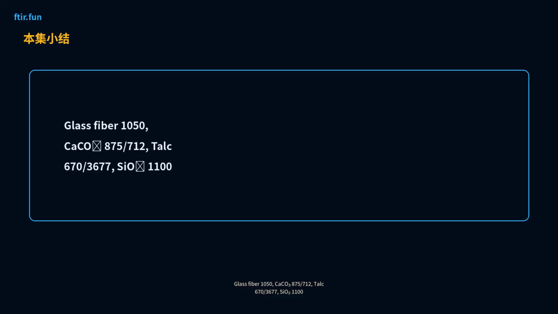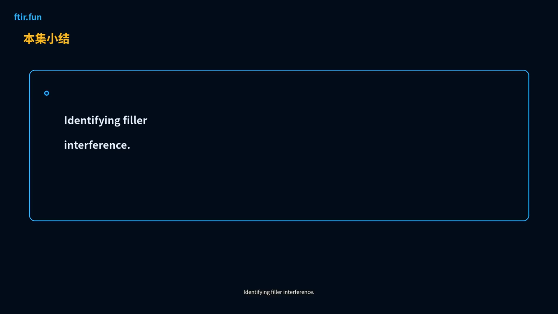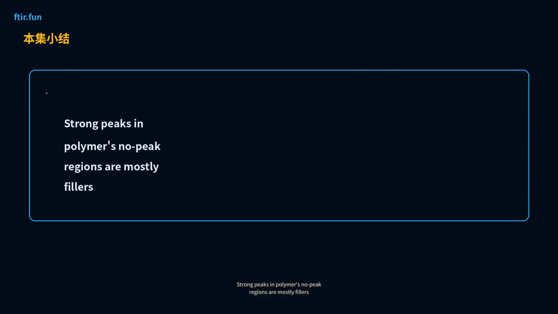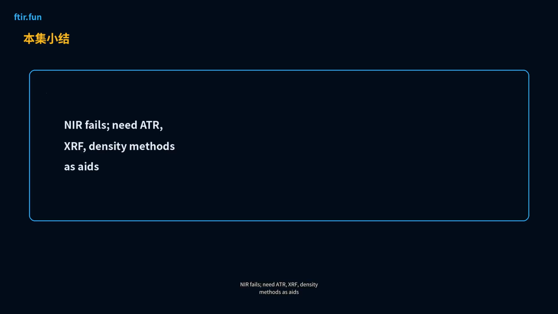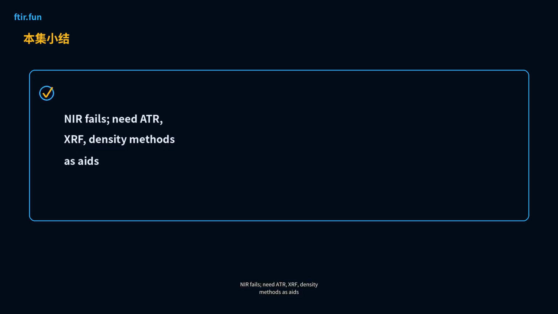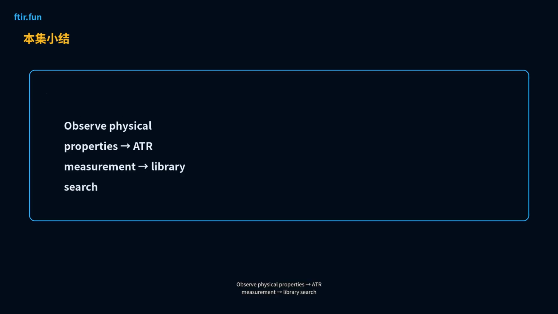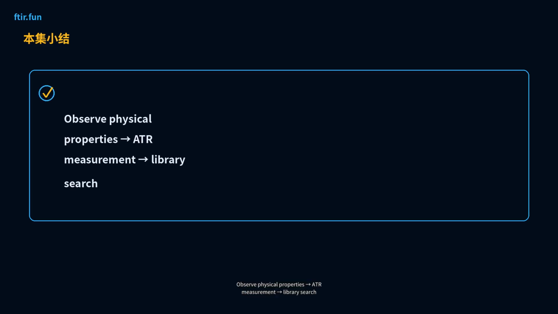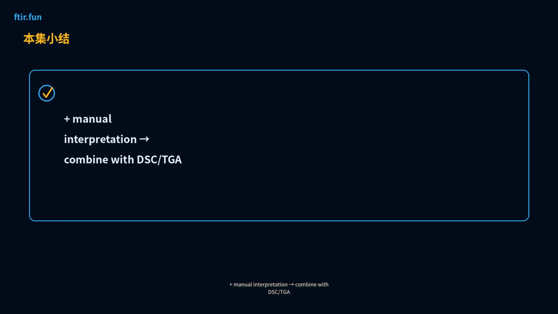Common fillers: glass fiber 1050, CaCO3 1430, 875, 712. Talc 673, 677. Steel 1100. Identifying filler interference: strong peaks in polymer-transparent regions are mostly fillers. Inorganic fillers need ultra XRF. Density methods as aids to identification. Also observe physical properties, measure, and library search. Manual interpretation combined with DSC-TGA.